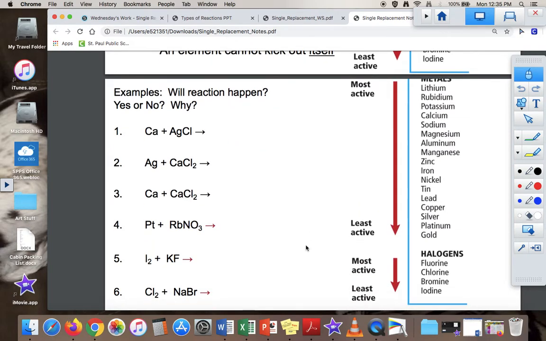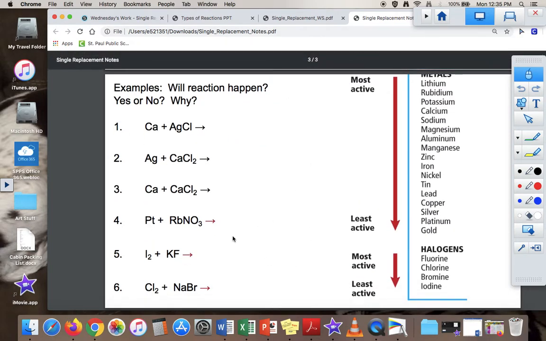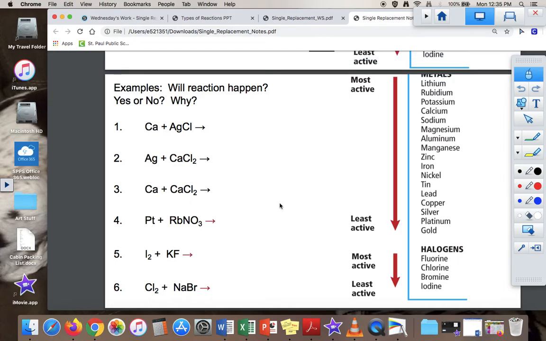So the question is, will these reactions happen? When we look at single replacement reactions, I want to know, can this reaction happen, right? If I'm mixing chemicals, I want to know, are these things going to react or are they not going to react? That's important for me as a chemist. That should be important for you, right? If you're mixing stuff together, you want to know if something cool is going to happen or if it's just going to be, right? Nothing happens. So if you look here, we have calcium and silver chloride.